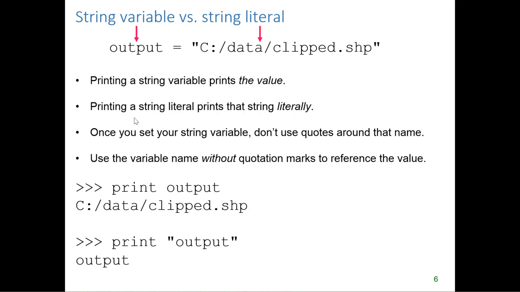So once you set up your string variable, say output equals this file path, don't use the quotation marks around the name. Use the variable name without the quotation marks to reference the value. So if you say print output, you get the file path. If you say print output with quotation marks around it, you get the word OUTPUT.